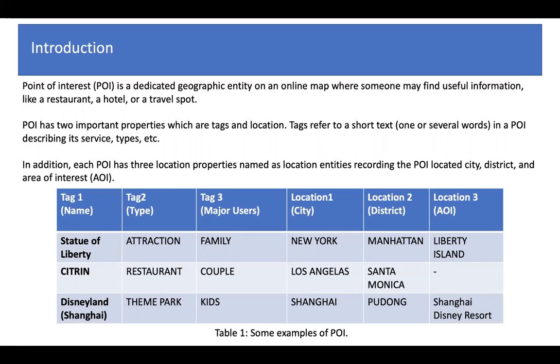We can see that, for example, the first POI contains some attributes like name, type, major users, and three locations, which are New York, Manhattan, and Liberty Island.